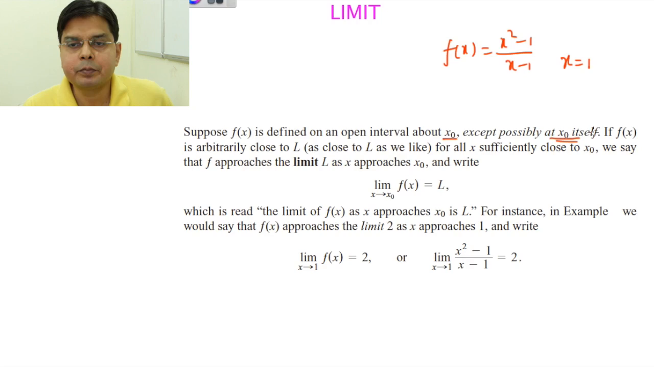If f(x) is arbitrarily close to L, as close to L as we like, for all x sufficiently close to x naught (in this example x naught was 1 and L was 2), we say that f approaches the limit L as x approaches x naught, and write it like this: limit as x tends to x naught of f(x) = L, which is read as the limit of f(x) as x approaches x naught is L. For instance, in this example f(x) approaches the limit 2 as x approaches 1, and we write limit as x tends to 1 of f(x) = 2, or limit as x tends to 1 of (x² - 1) / (x - 1) = 2. So this is the definition of limit.